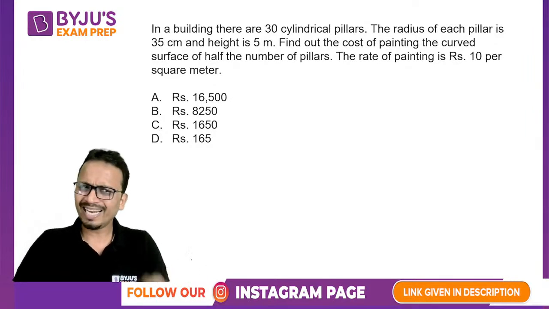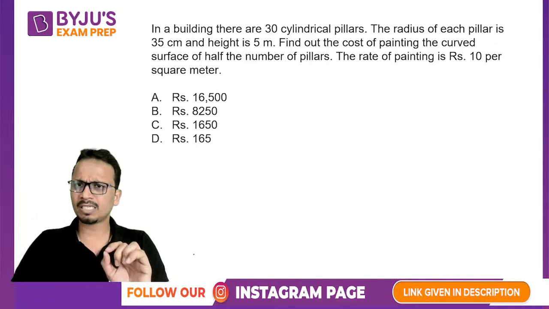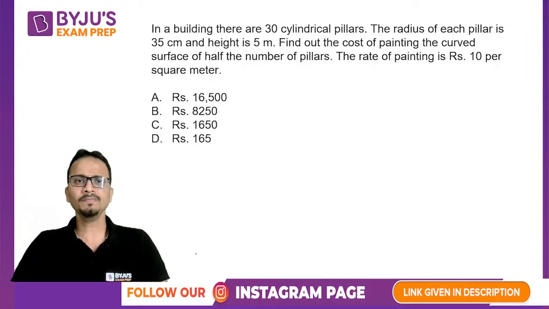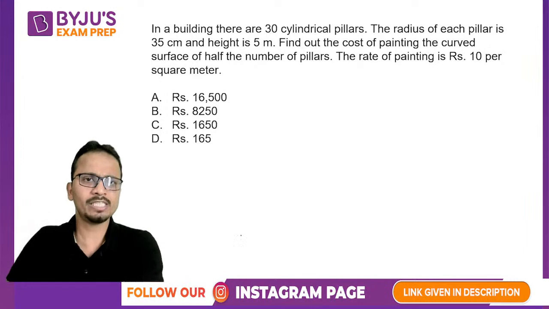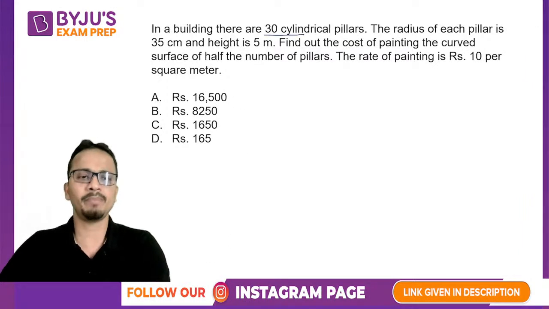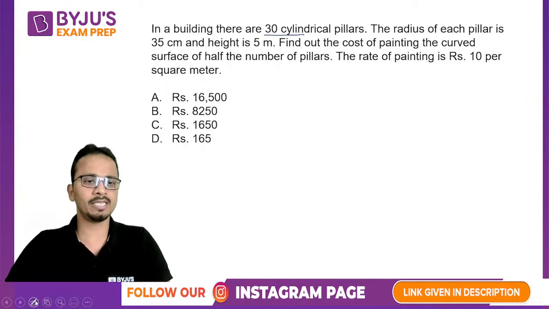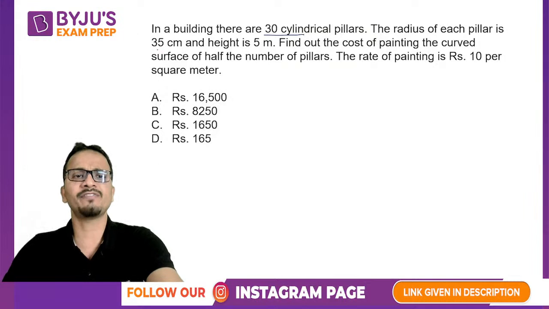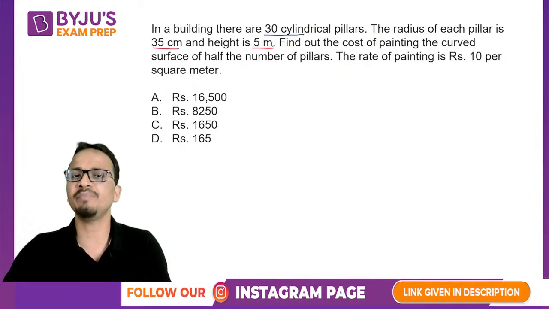Now, a little bit of calculation, but careful calculation, will fetch you an easy 4 marks in this question. All right, so let's start solving this. In a building, there are 30 cylindrical pillars. So in total, there are 30 pillars. The radius of each pillar is 35 centimeters and height is 5 meters.